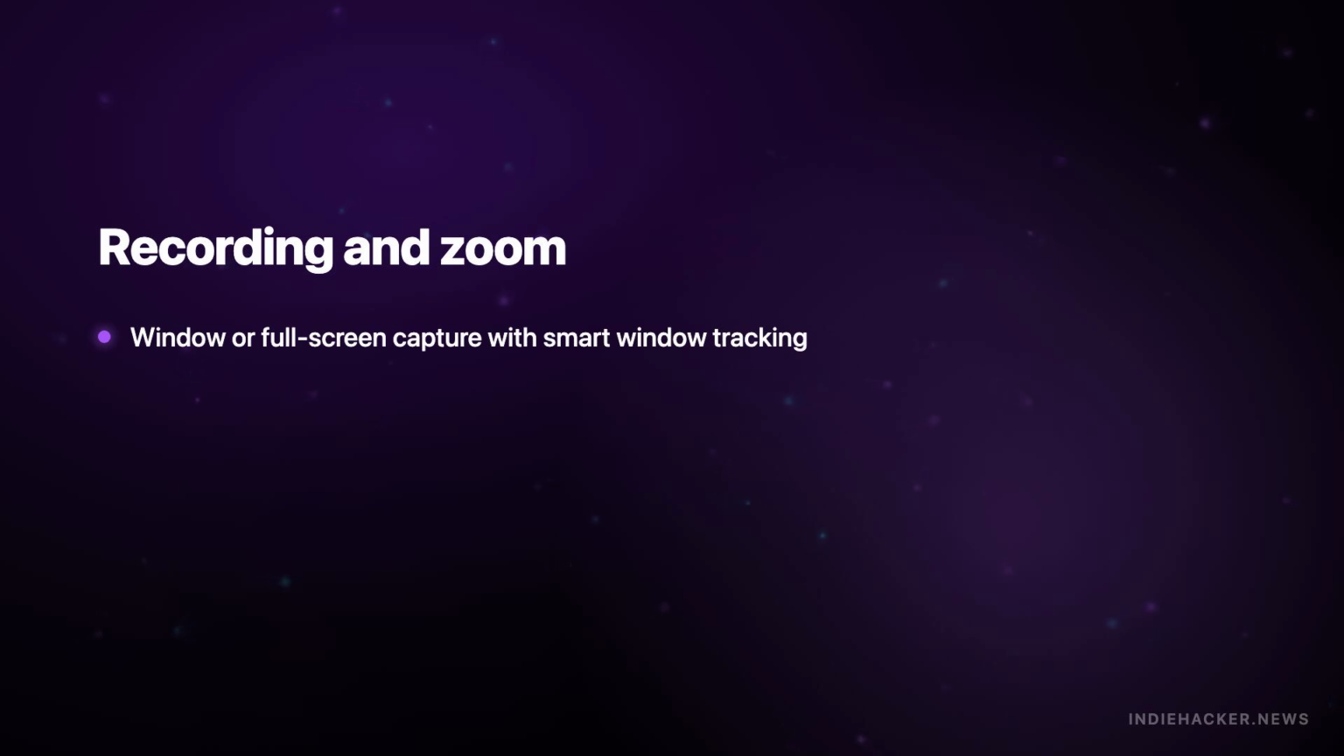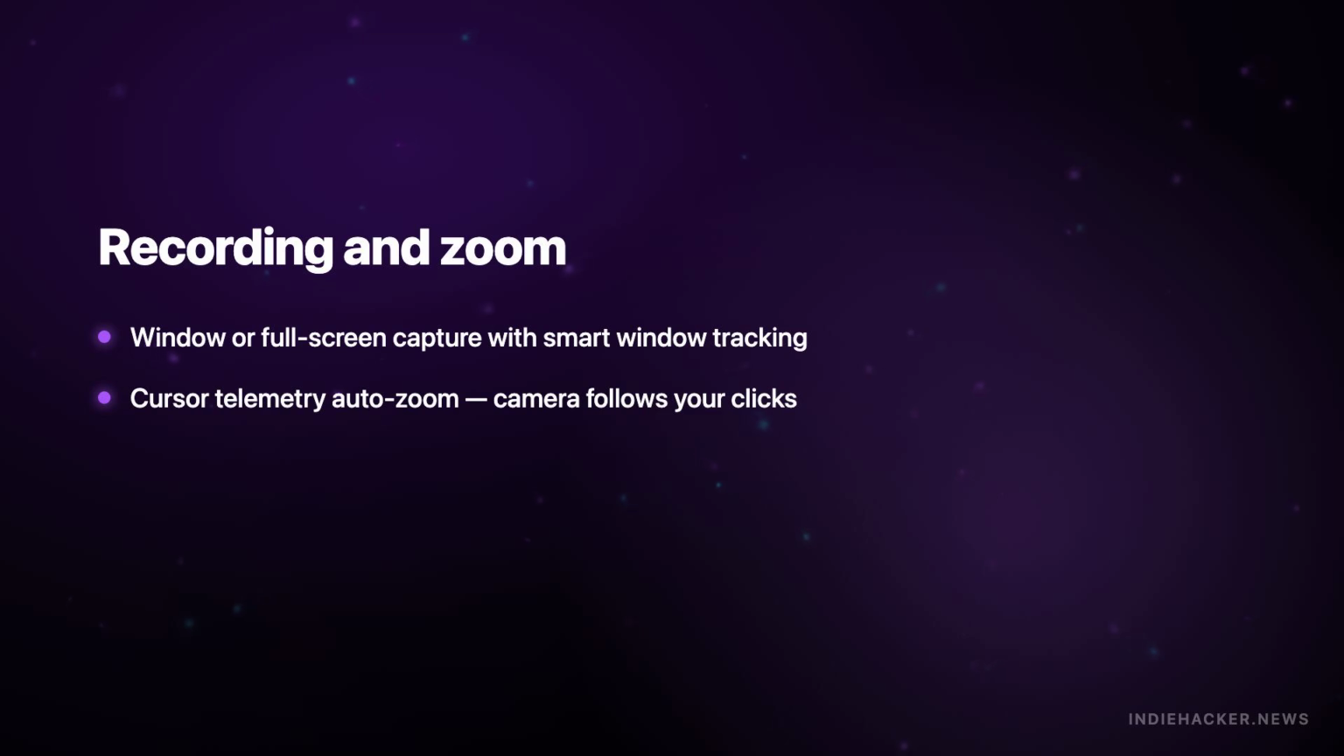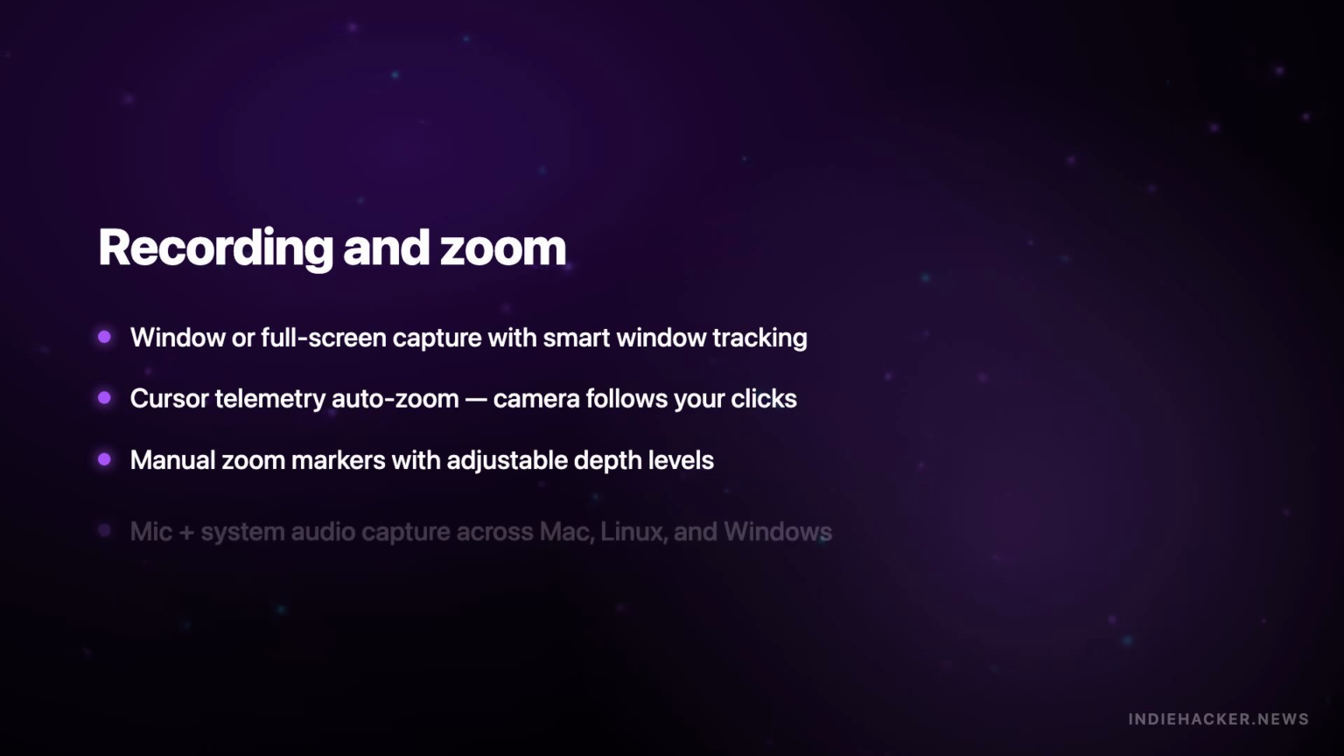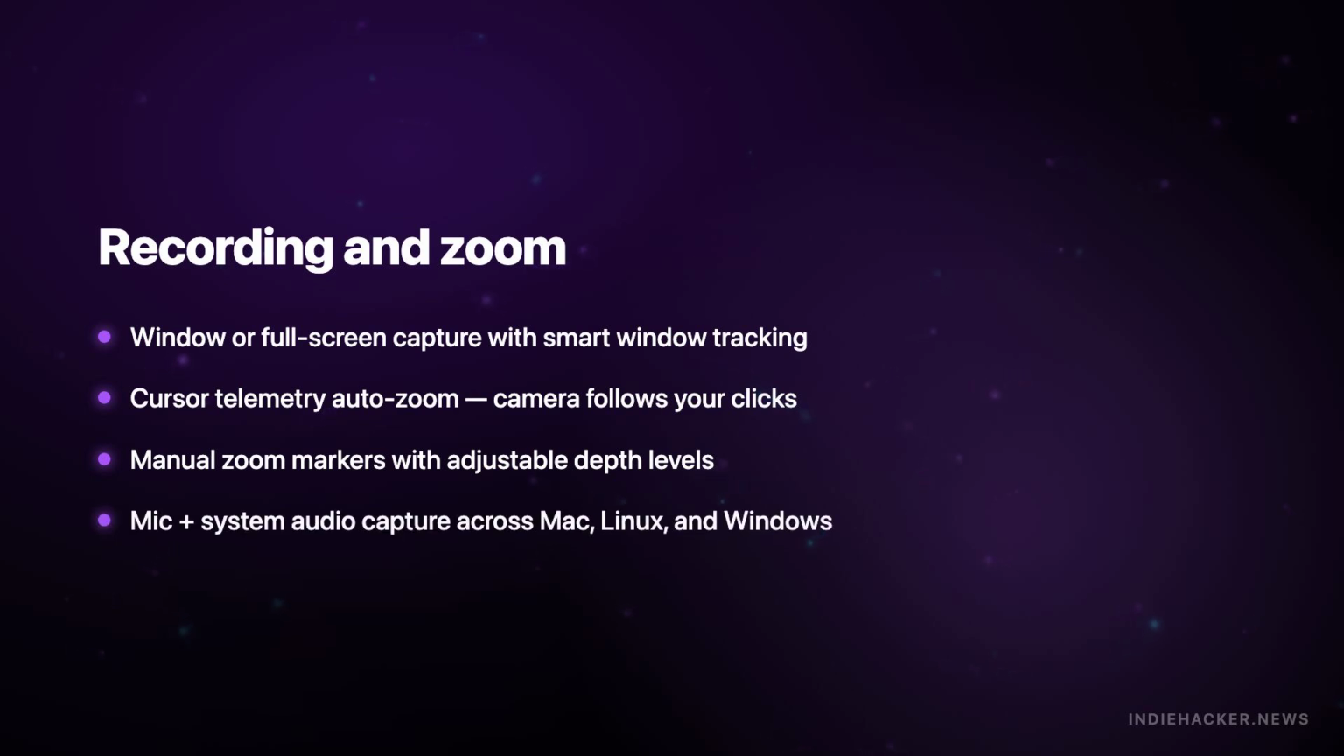You can set up automatic zooms that follow your cursor based on telemetry data. So when you click on something important in your demo, the camera smoothly punches in without you having to keyframe anything manually. Or you can place manual zoom markers on the timeline with adjustable depth levels if you want more control. There's also full audio capture, both your microphone and system audio simultaneously, which took a while to get right across all 3 platforms because Electron's desktop capture has different quirks on Mac versus Linux versus Windows.